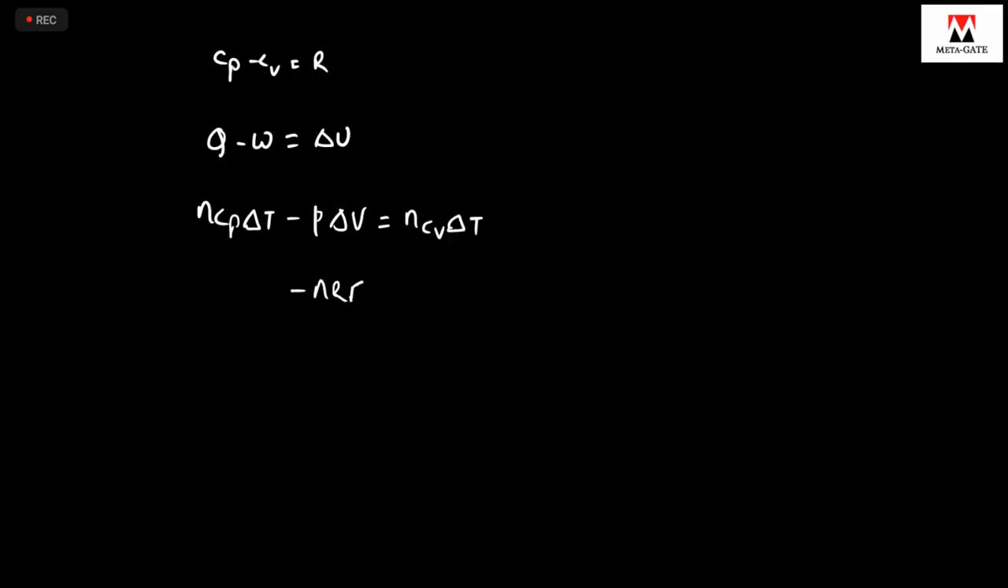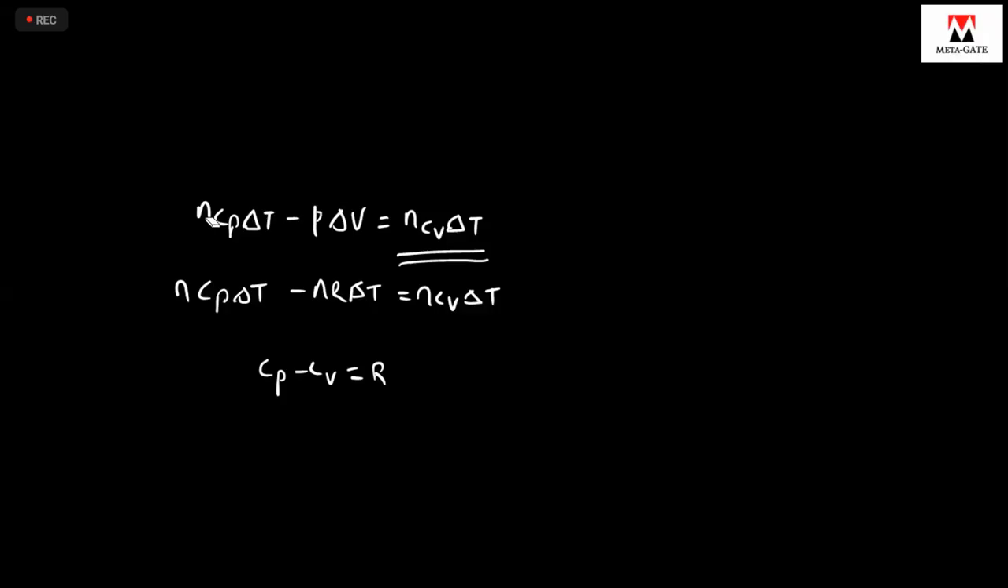Cp minus Cv is equal to R, the derivation. This is Q minus W is equal to delta U. Correct? So this is nCp delta T, this is P delta V, and this is nCv delta T. P delta V is nR delta T. So Cp minus Cv is equal to R. That's what we have derived. How at constant pressure did we write this one? Nobody has told till date. This homework remains. Please think and let me know.